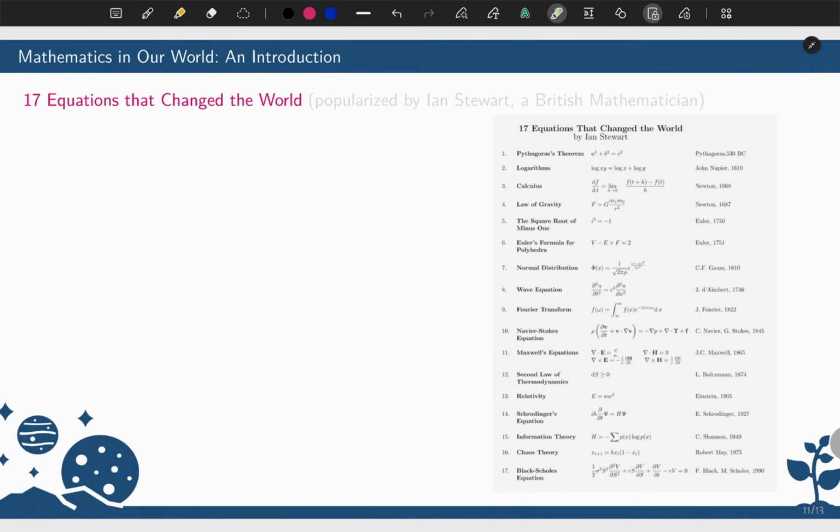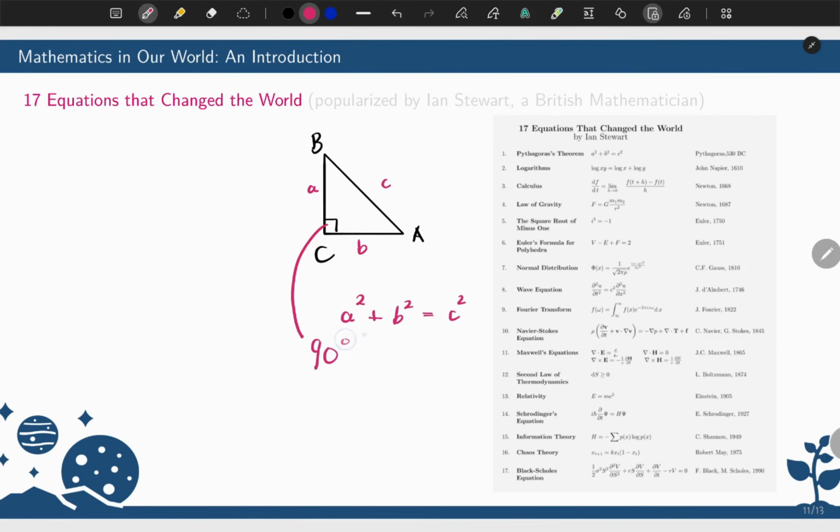Now let's talk about the 17 equations that changed the world according to Ian Stewart, a British mathematician. Number 1, Pythagoras' theorem or the Pythagorean theorem. This states that for any right triangle ABC, the sum of the squares of two sides is equal to the square of the side opposite the right angle. Take note that this is the right angle, 90 degrees.